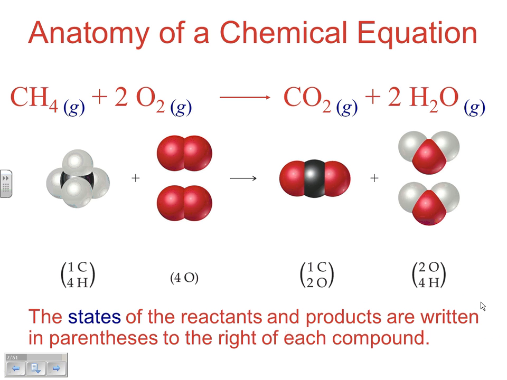Now, the states of the reactants and products are written in parentheses to the right of each compound. In many cases, you'll see states, and in many cases, you won't. Quite often, when we're writing chemical reactions for each other, we don't include states. However, in some situations, they're incredibly important, like when we get into thermochemistry, and we're dealing with changes of state and so forth. Those states become very, very important. So there are certain situations where you must write them, but in many situations, we often omit the states involved.